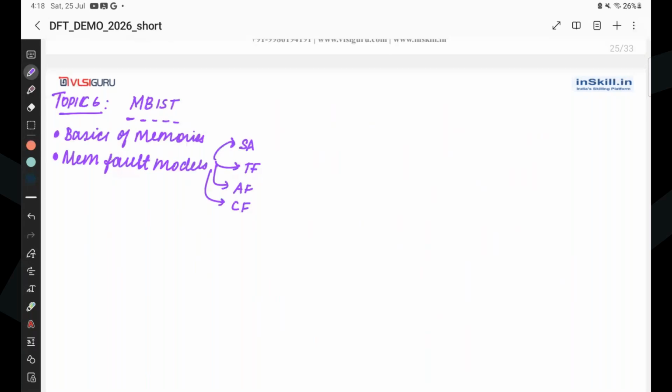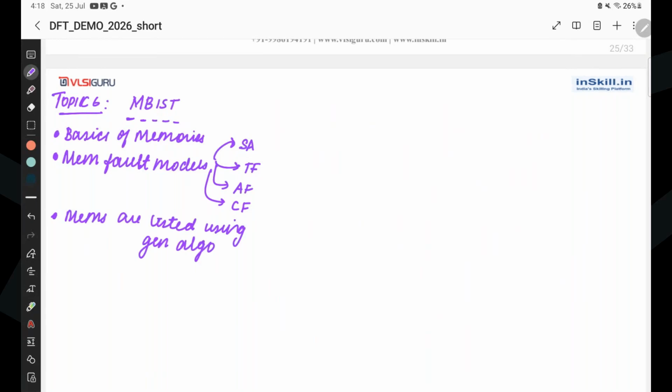Okay. And then memories, they are actually tested using generalized algorithms. Memories are tested using generalized algorithms. You see, generalized algorithms.